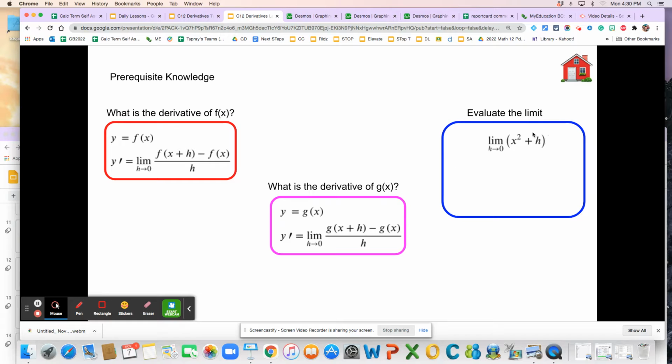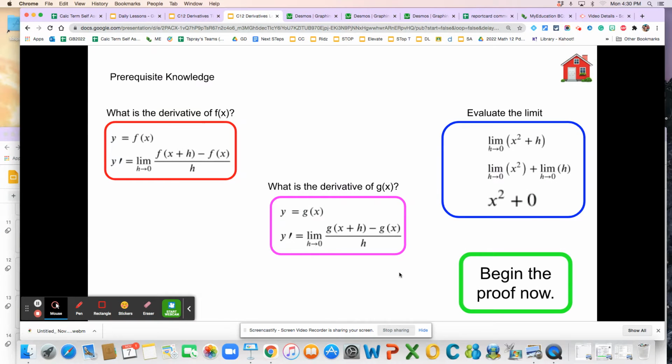Some other things you should know is that when we are taking the limit of a sum, it's the same as adding the sum of two limits. So as h goes to 0, this is x squared. As h goes to 0, this is x squared. There you go. Begin the proof. Okay, so here we go.